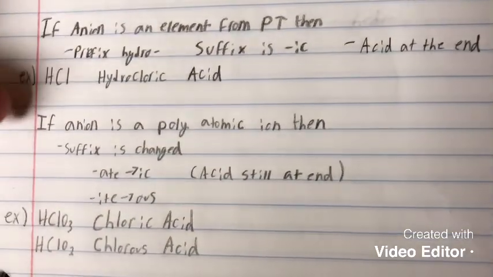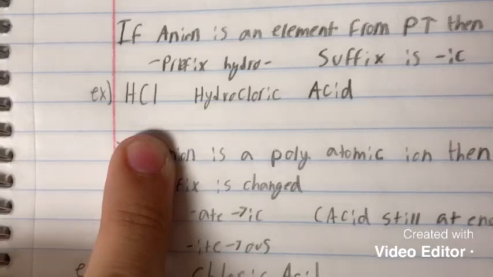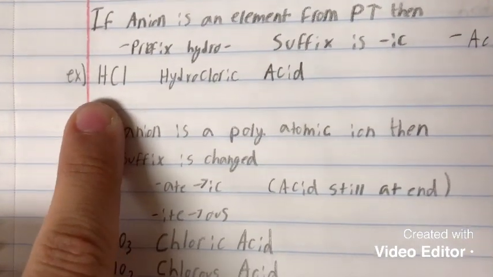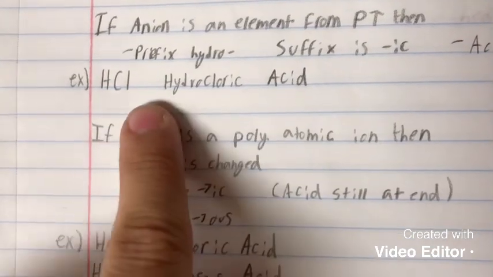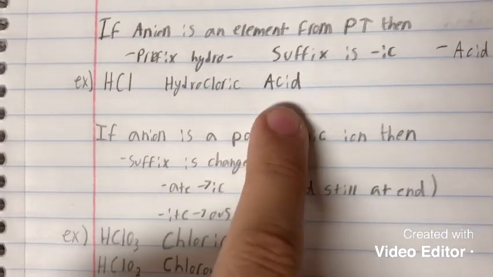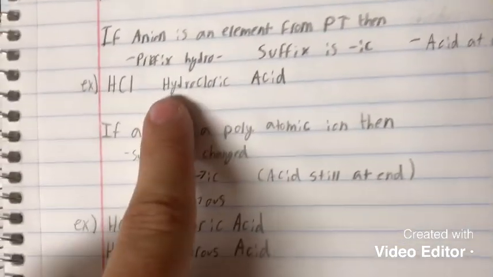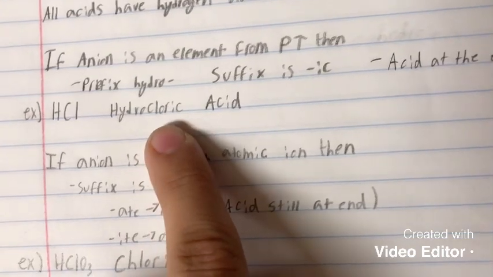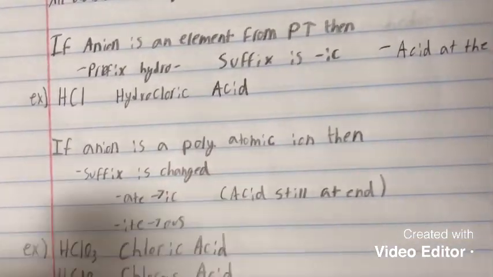As an example, if you have HCl, you can tell it's an acid by the fact that it has hydrogen in the front. So then you put hydro, chloric, and then acid at the end. Hydro for the hydrogen, chloric for the chlorine with the suffix of ic, with acid.